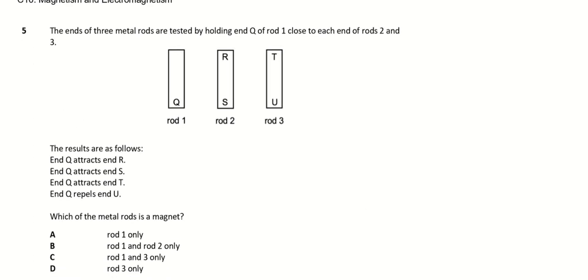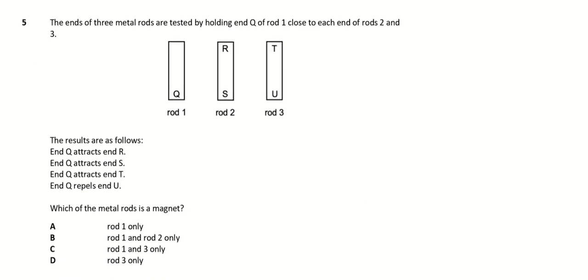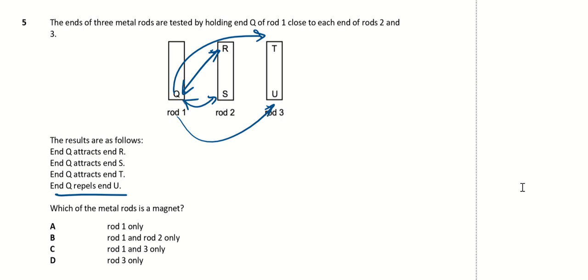Question 5, the ends of 3 metal rods are tested by holding end Q of rod 1 close to each end of rods 2 and 3. The results are as follows. Q attracts R, so they attract. Q attracts S, so they attract as well. Q attracts T, and it repels U. So the only test for a magnet is if it repels. So rod 1 is actually a magnet.